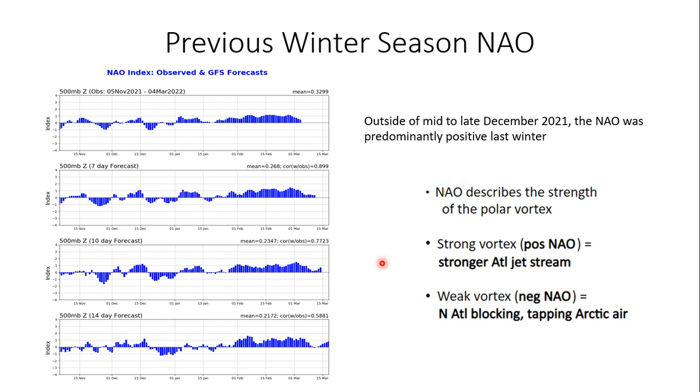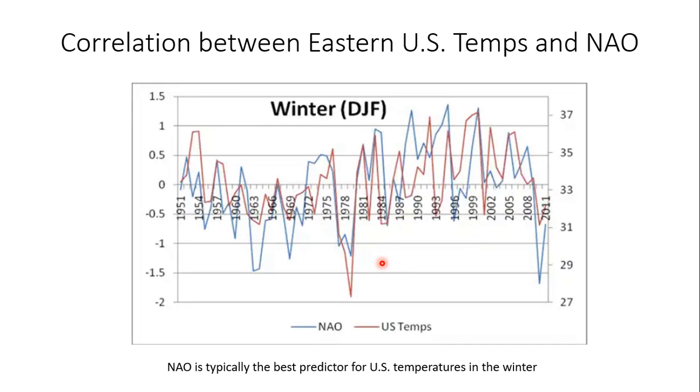just kind of showing you the correlations of last winter, mid to late December last winter. The NAO was predominantly positive. And then the correlation between Eastern U.S. temps and the NAO. NAO drops and goes negative, so do the temperatures in the Eastern U.S. for the winter season. On the other hand, if we have a strongly positive NAO winter, the temperatures tend to be above normal, quite a mild winter.